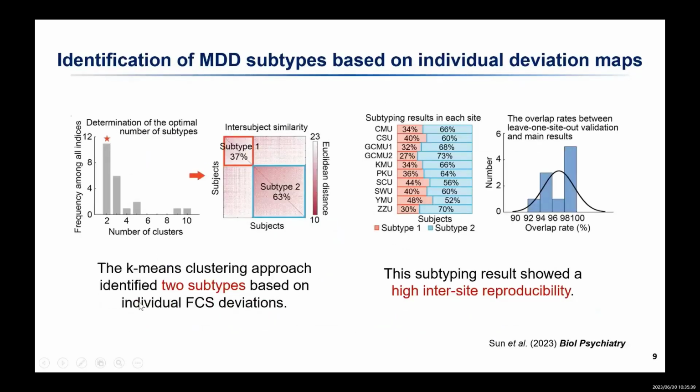Based on patients' individual deviation patterns, we clustered patients into two subtypes. And we can see that there is no significant site difference in the number of patients within each subtype, and the overlap rates between leave-one-site-out validation and main results were all higher than 92%. That means the subtyping results showed a high inter-site reproducibility.